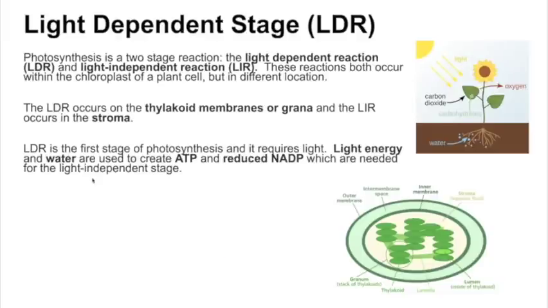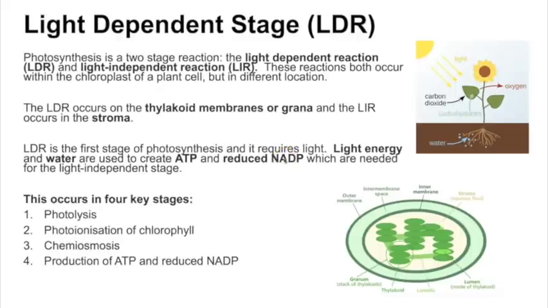In this light-dependent reaction stage, light energy is used and water to create ATP and reduced NADP. And those two products are required for the light-independent stage, which comes second. So there's 4 key steps here.